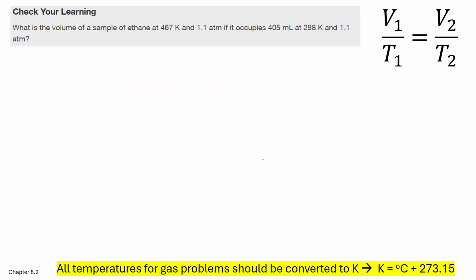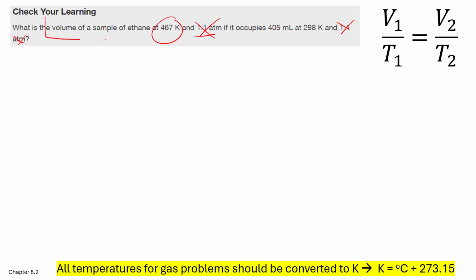All right, this is another similar, practice problem for us. What's the volume of a sample of ethane at 467 K and 1.1 ATM, if it occupies 405 mils at 298 K and 1.1 ATM? Well, if you look at 1.1 ATM, they're the same. Let's leave them out. Let's label it.